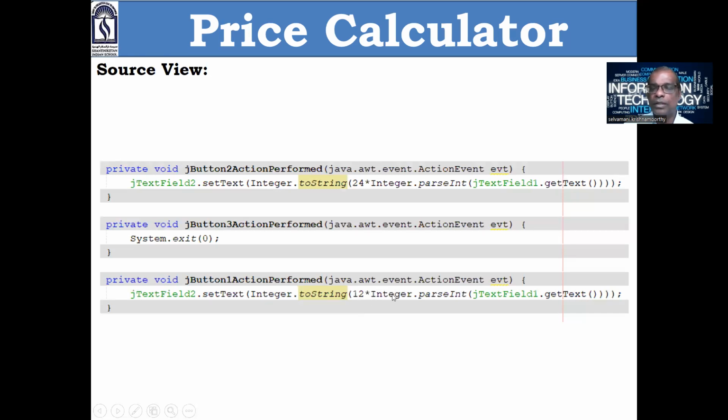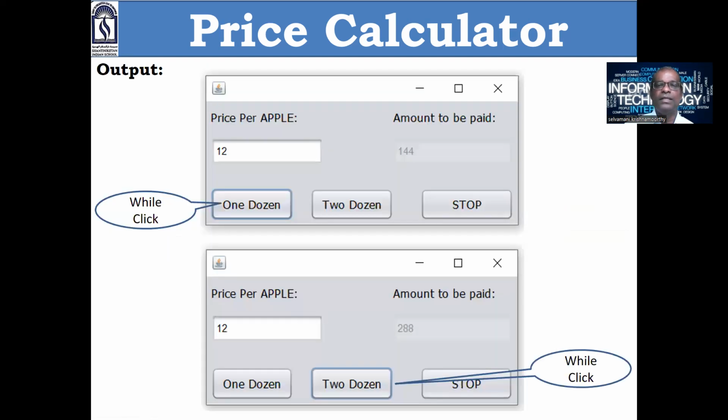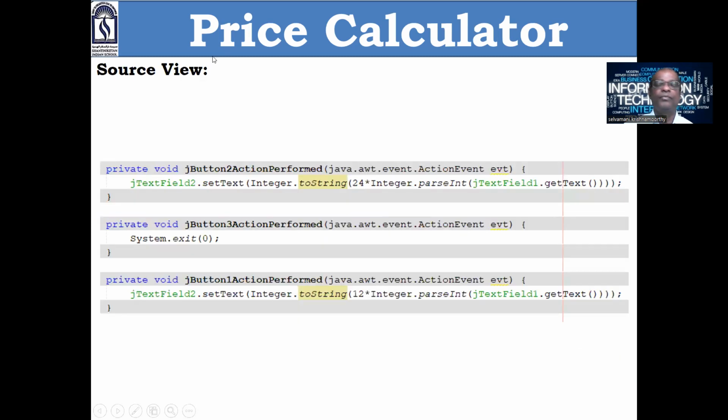12 multiplied by 12 gives 144 as a number. This toString converts 144 into a string in the form of 144. After that, setText is there. JTextField2.setText of 144 in the form of a string. That will be assigned here. Is it clear? Good. In the same way here also.